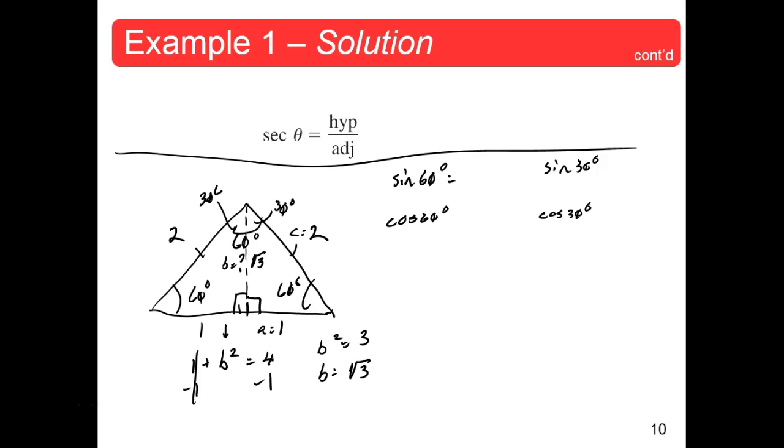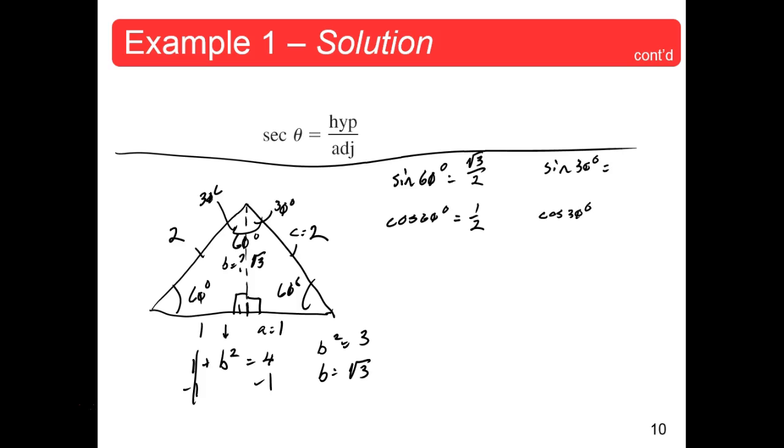Perfect. Square root of 3 over 2. The opposite over hypotenuse. And you don't have to do a thing to rationalize, that's already in great form. What would be the cosine of 60 degrees? 1 over 2. Perfect. Okay. How about the sine of 30 degrees?